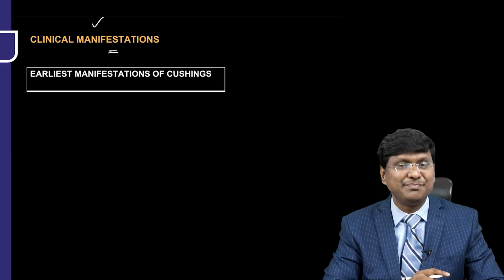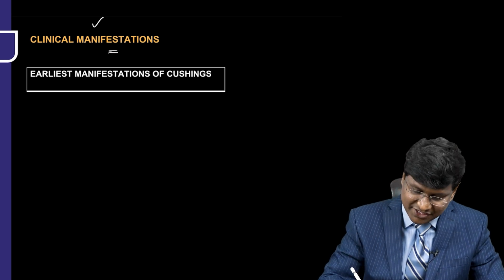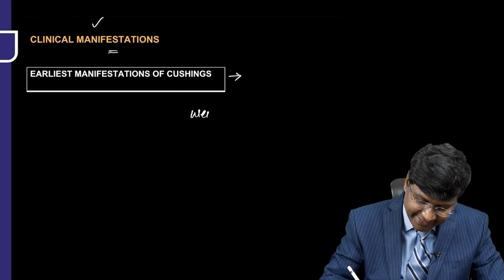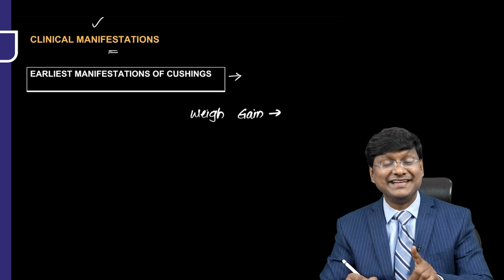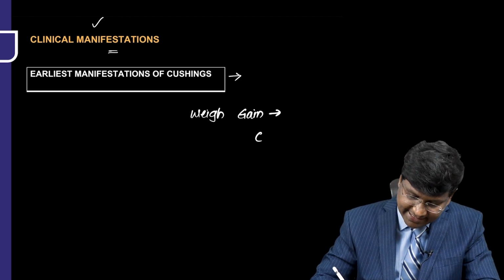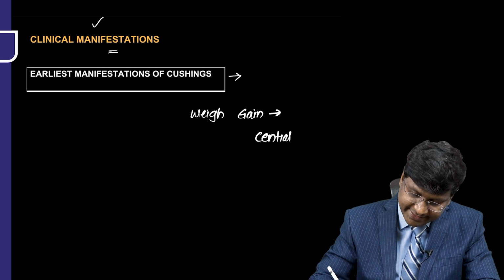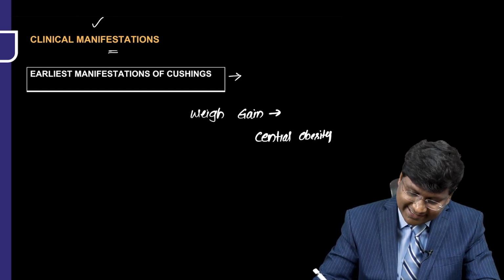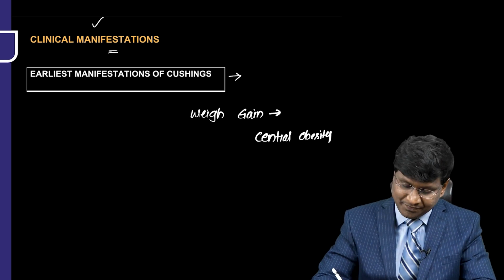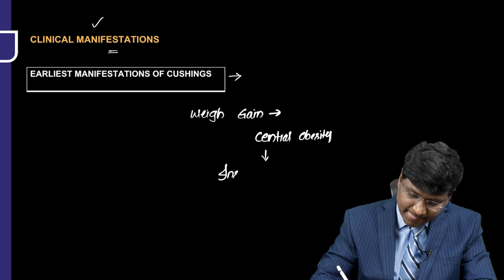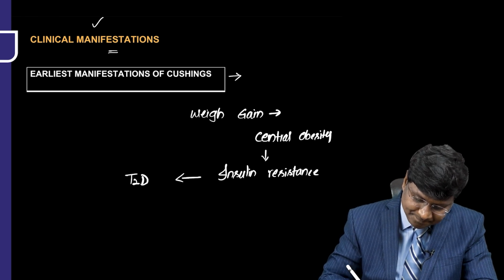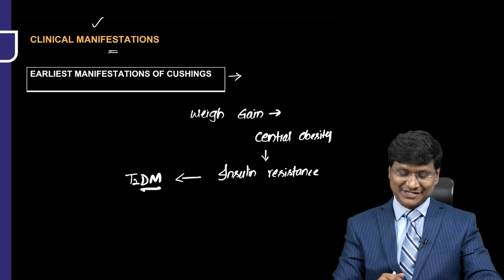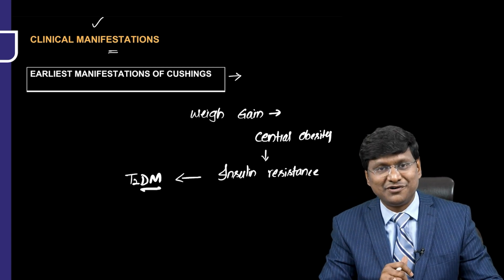The clinical manifestations in patients with Cushing's. The earliest manifestation in Cushing's is weight gain, right? And mainly they'll have what is called central obesity. And this central obesity is responsible for the insulin resistance in the individual, and this insulin resistance makes the individual develop type 2 diabetes mellitus. Okay, so that is the earliest manifestation of Cushing's.